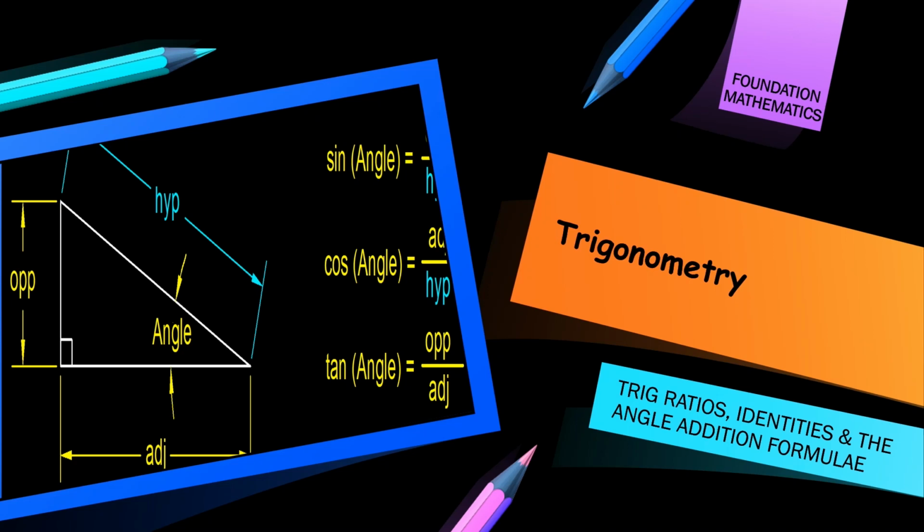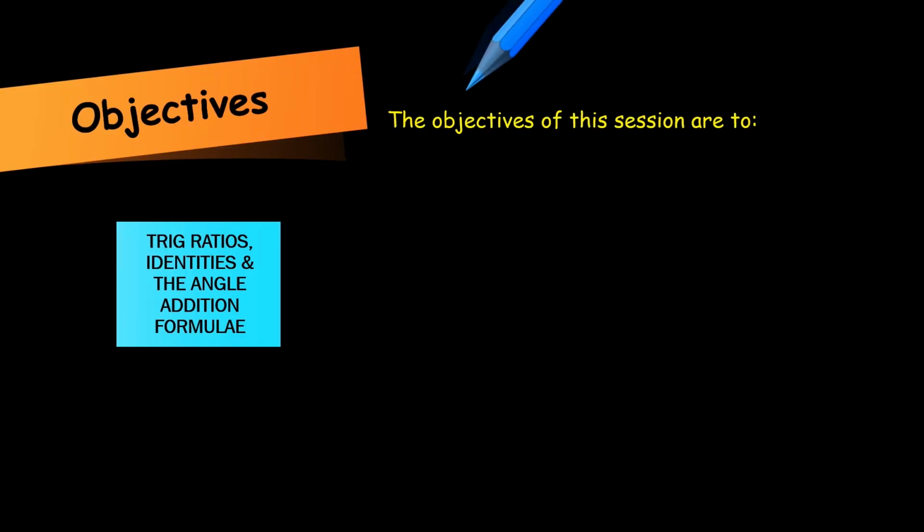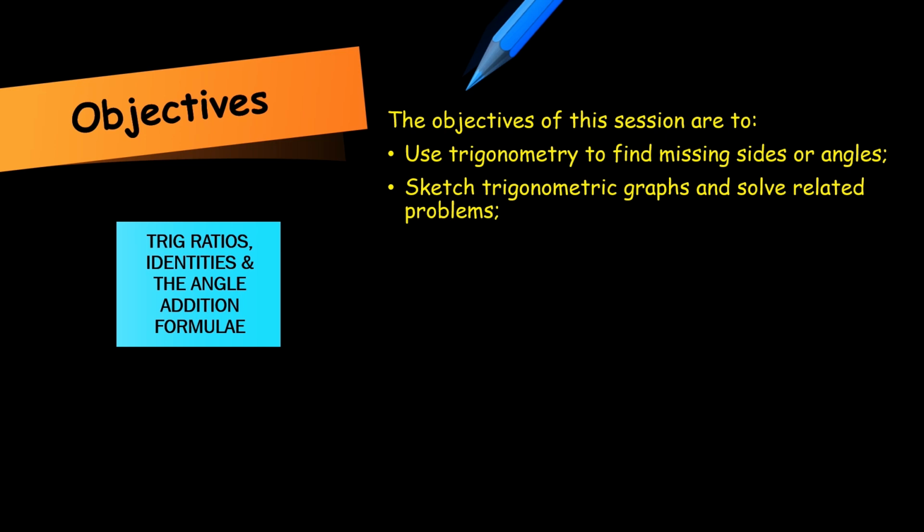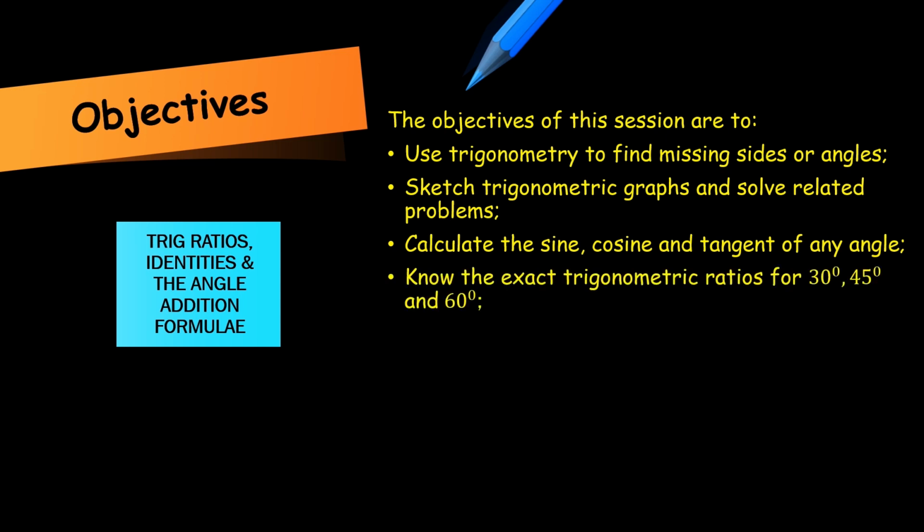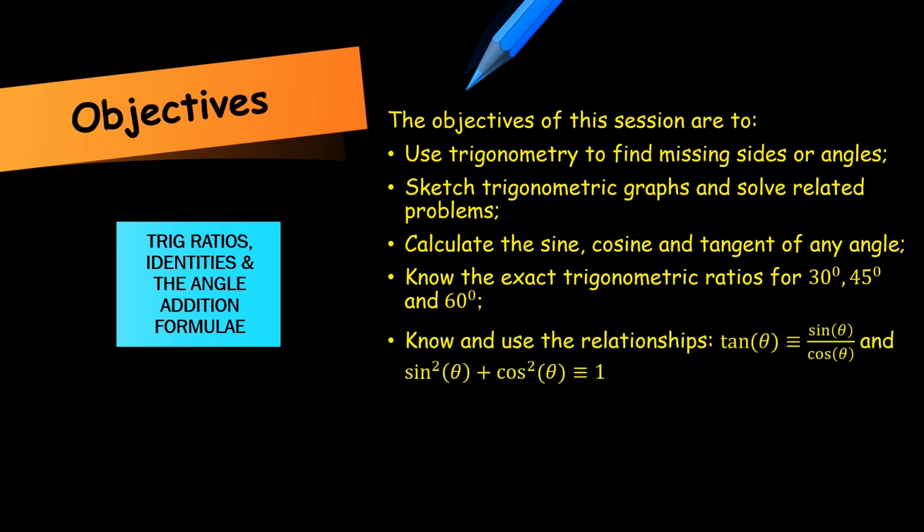Welcome to Foundation Mathematics, Trigonometry: trig ratios, identities, and the angle addition formulae. The objectives for this session are to use trigonometry to find missing sides or angles, sketch trigonometric graphs and solve related problems, calculate the sine, cosine and tangent of any angle, know the exact trigonometric ratios for 30 degrees, 45 degrees and 60 degrees, know and use the relationships tan theta is identical to sine over cos and sine squared plus cos squared is identical to 1.